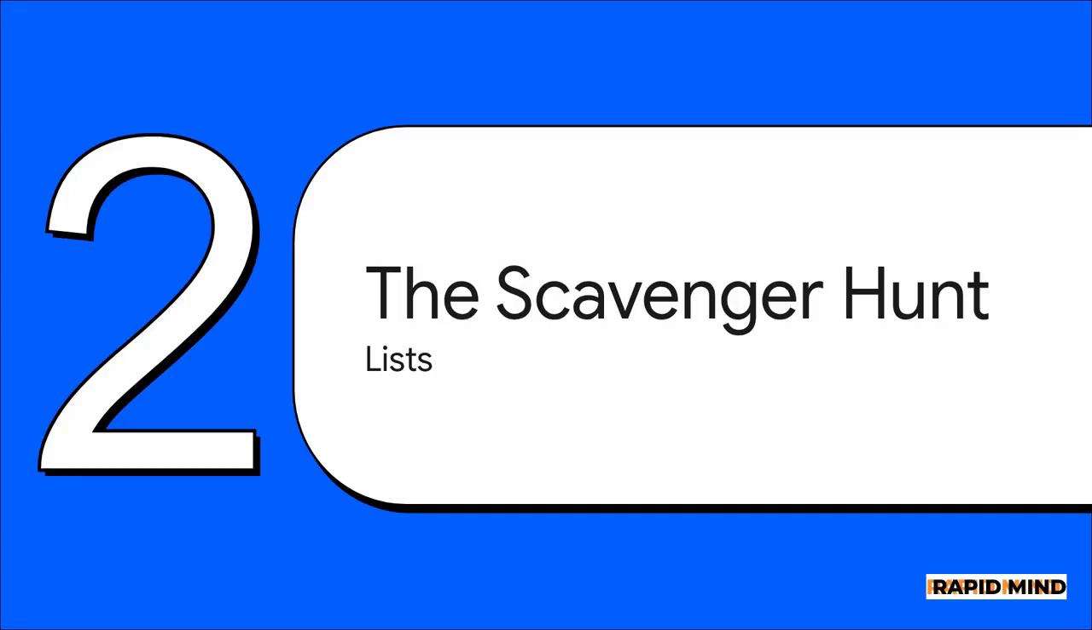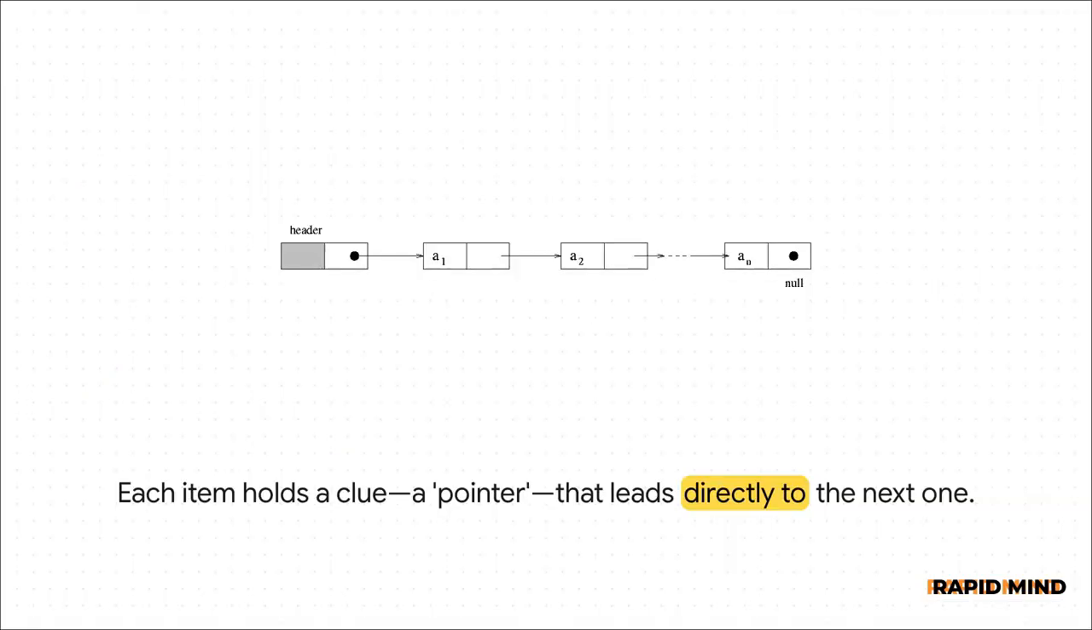But what if you need something a bit more flexible? What if you don't know how many items you're going to have, or you need to stick new things right in the middle of everything? For that job, we need a totally different tool, the scavenger hunt, or what programmers call a list. And this visual just explains it perfectly.